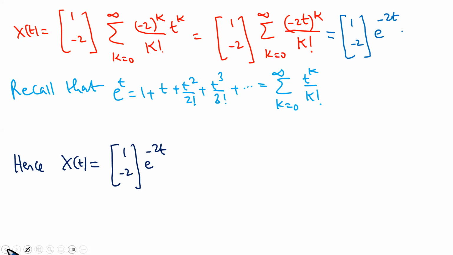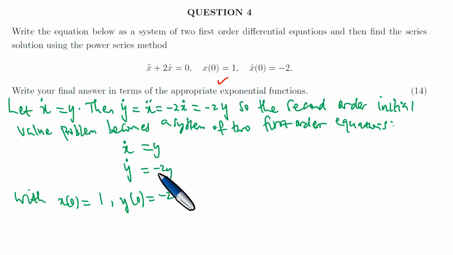Okay, I'm concluding, please. We're just done, please. So write your answer. Yeah, so you have this. Write the equation below as a system of two first order differential equations, and then find the series solution by using the power series method. Write your final answer in terms of the appropriate exponential functions. And we have done that. And for 14 marks, we are done. Okay, so this is going to be the last question for today.